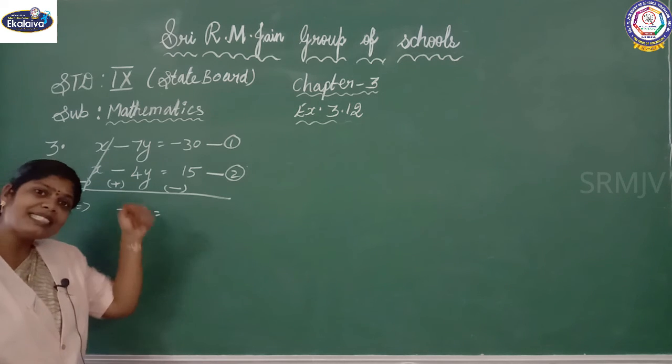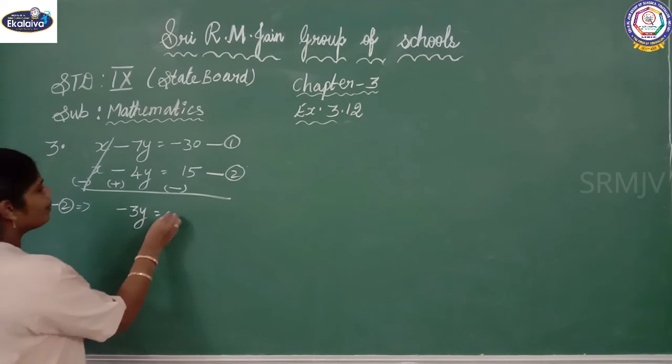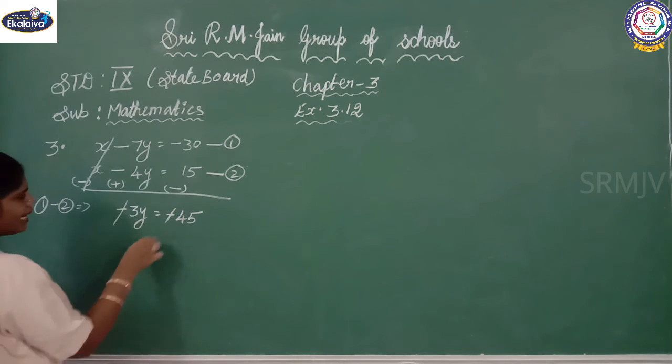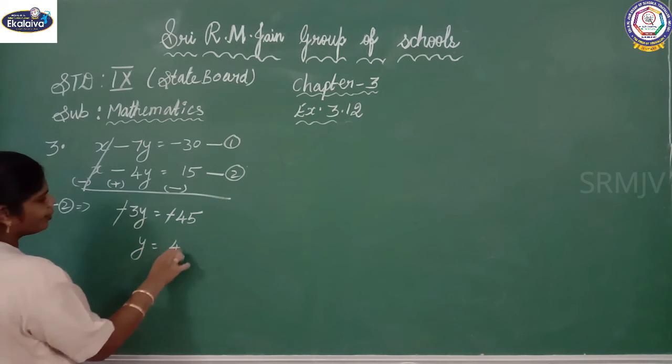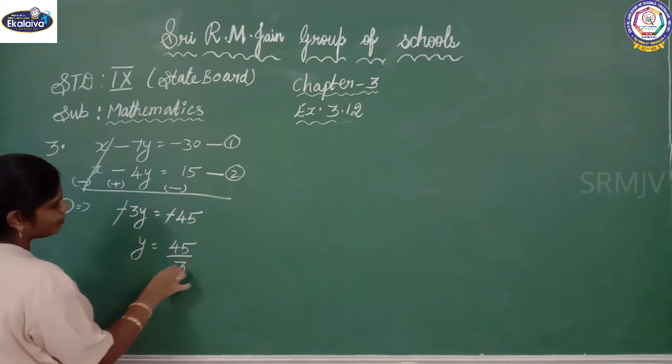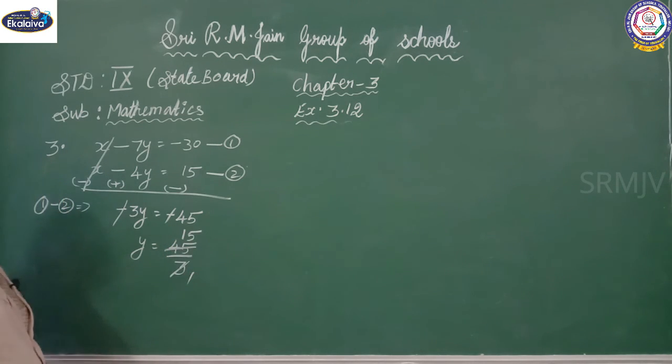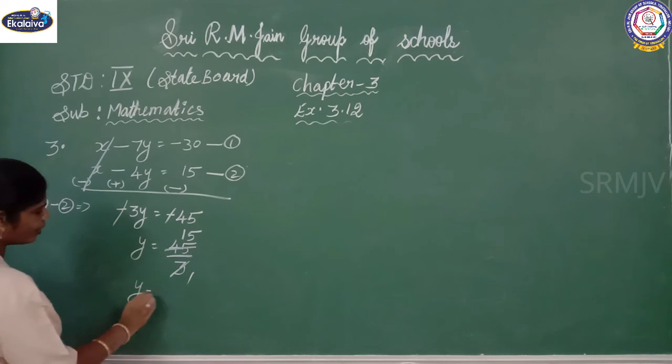Both the numbers have the same sign, so you add them. Minus 45. Okay. So minus minus cancel. Y equals 45 by 3. So 3 ones are 3. 3 into 15 you will get 45. So Y equals 15.